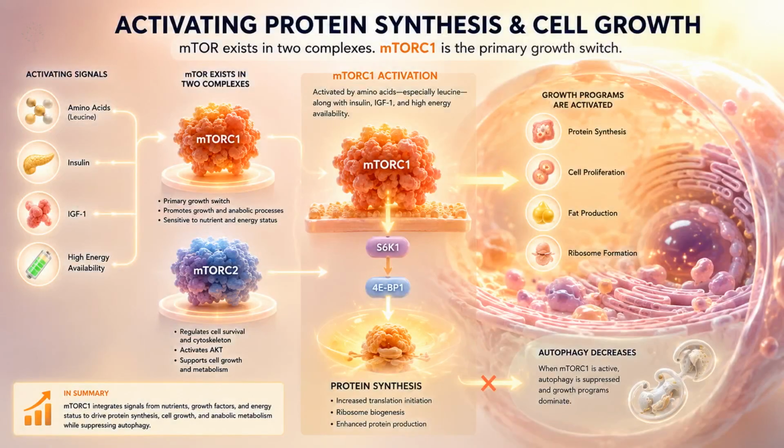mTOR exists in two complexes. mTORC1 is the primary growth switch, promoting protein synthesis, cell proliferation, fat production, and ribosome formation. It is activated by amino acids, especially leucine, along with insulin, IGF-1, and high energy availability. When mTORC1 is active, autophagy decreases and growth programs dominate.